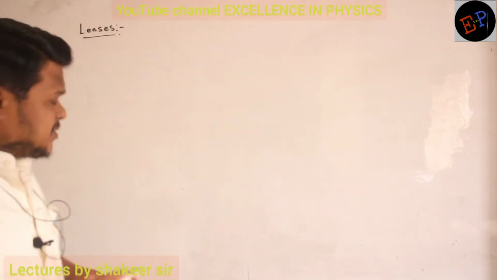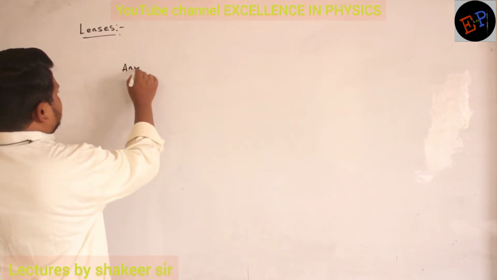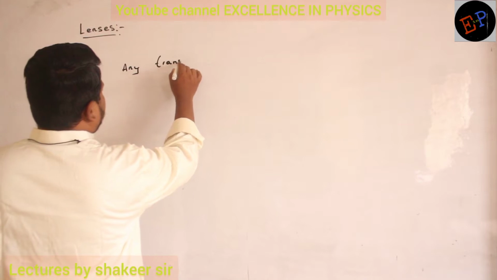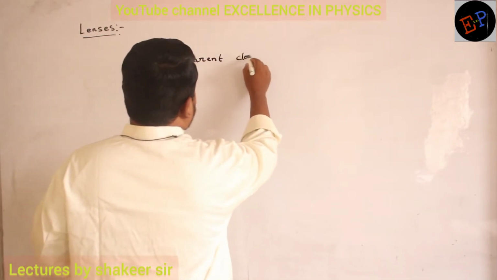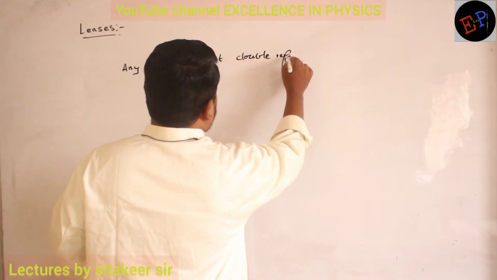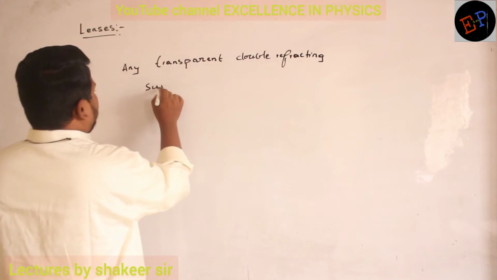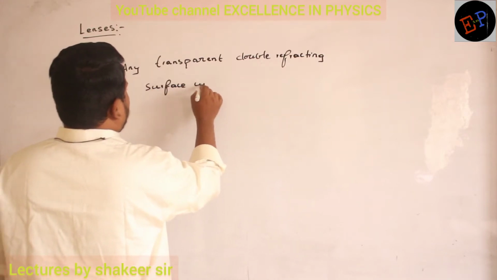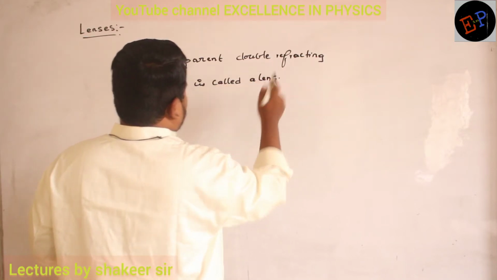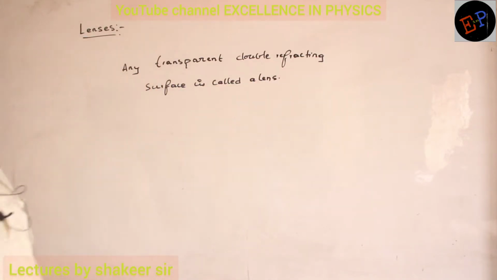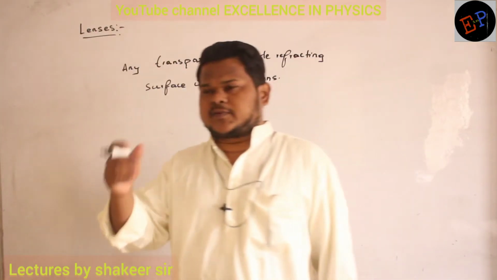So what is meant by a lens? Any transparent double refracting surface is called a lens. Are you able to understand, ma? Any piece of glass, you can call it a lens, but it should have two refracting surfaces.